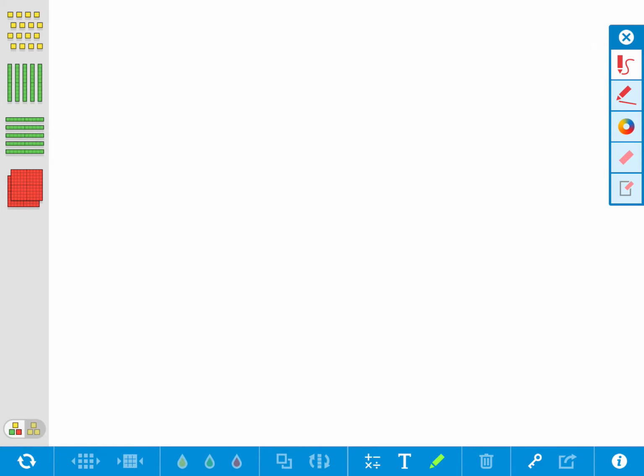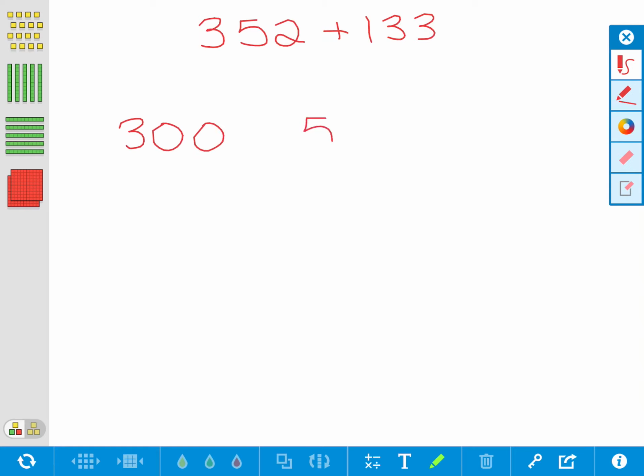So I'm going to do one more example, this time just to review how we can break it into hundreds, tens, and ones. So let's see. I'll give us an example problem of 352 plus 133. So first I'm going to take 352. I'm going to break it into hundreds, tens, and ones. So I've got 300 plus 50 plus 2, just like expanded form.